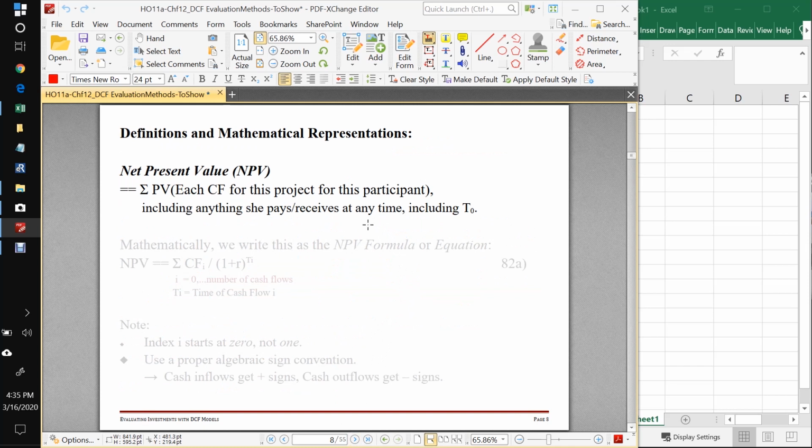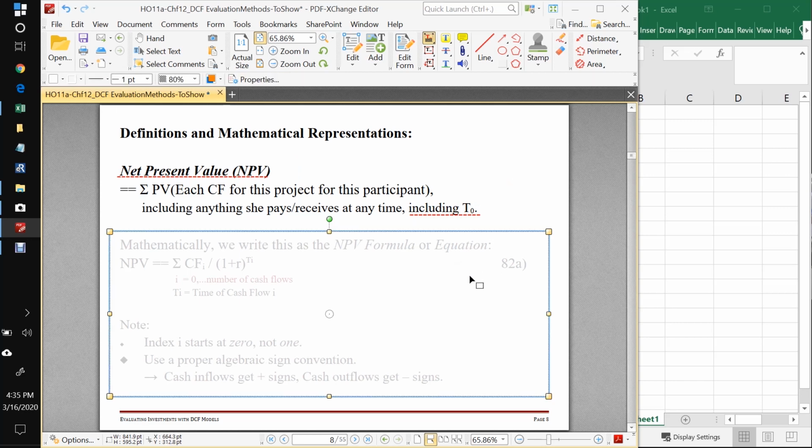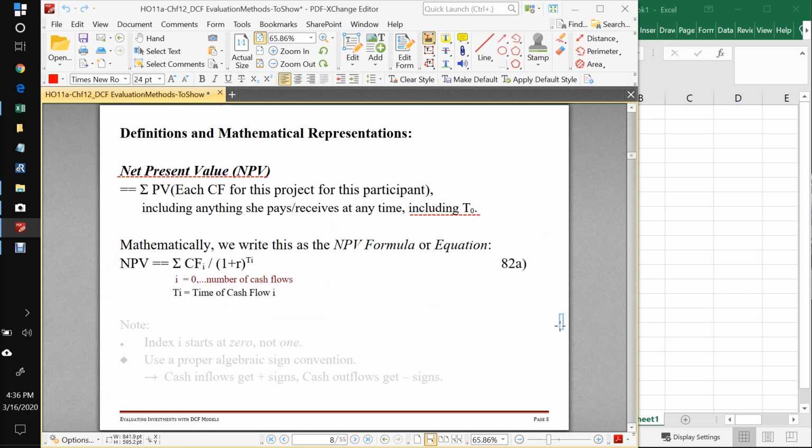Okay, so mathematically, how are we going to set up this NPV method? Well, we have to start with a definition of the net present value. So the net present value of a project is defined to be the present value of each cash flow for this project, for this participant, including anything she pays or receives at any time, including now, time t equals 0. Again, a little bit different than what we were doing in chapter 8. So with that definition, we can now write mathematically what we call the NPV formula or the NPV equation, depending on who you're talking to, okay?